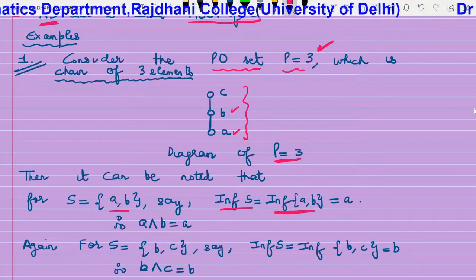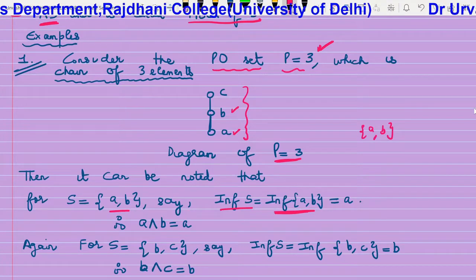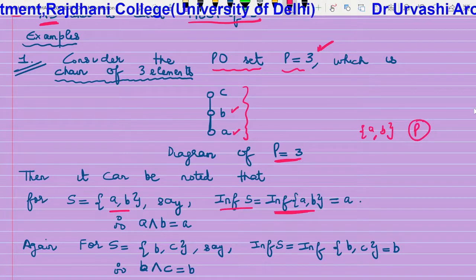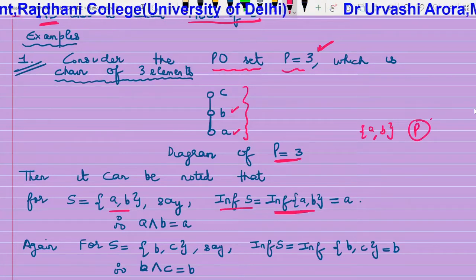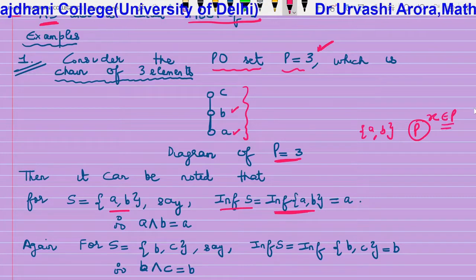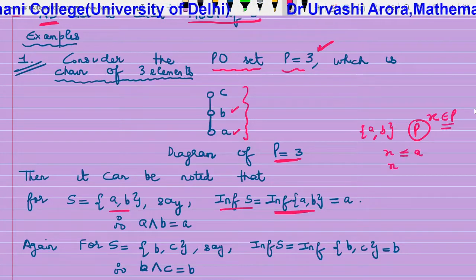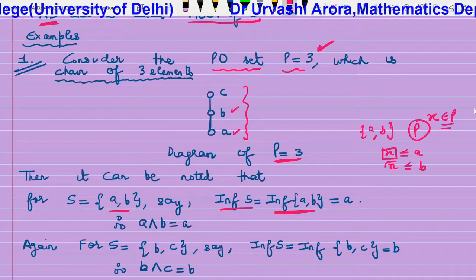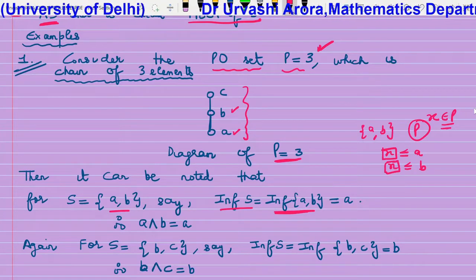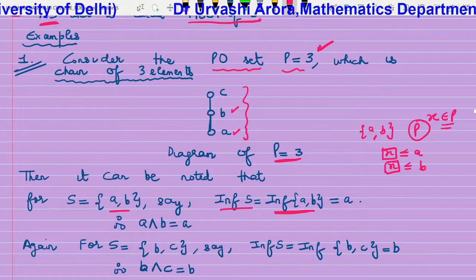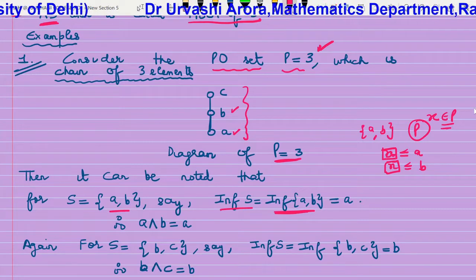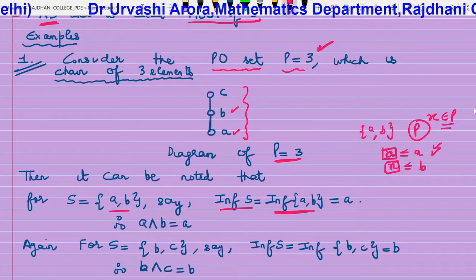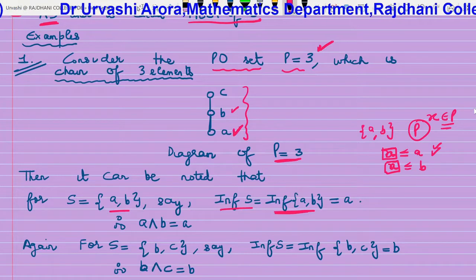So if we are looking for the infimum of A and B, then it would be that element X belonging to the PO set P such that X should be less than or equal to A and X should be less than or equal to B both, and also X should be the greatest of any such element which is lesser than both A and B. Now if you take a look at A, then A is definitely less than or equal to A by reflexivity. Every element is related to itself, so A is less than or equal to A. Also A is less than or equal to B because A is at a level lower than B.